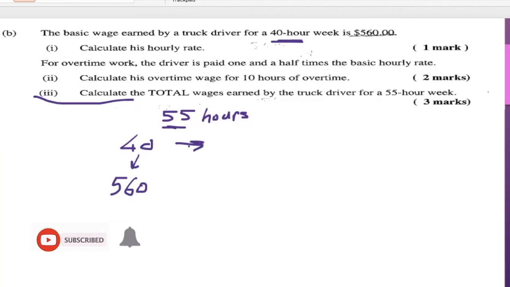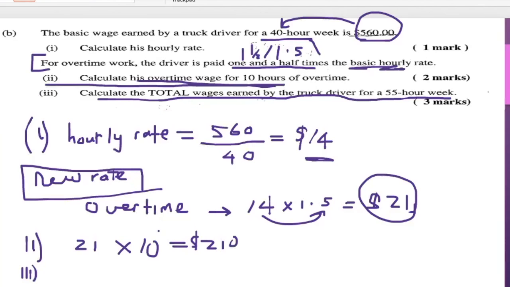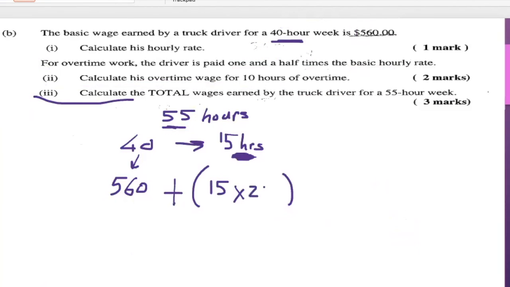How much is remaining? You find the difference, 55 minus 40, and that gives me 15 hours. So 15 hours remaining, and this is the amount that you are working overtime for that week. So to find the additional money on your basic wage, you are going to say 15 hours times the overtime rate. Remember, the overtime rate is $21 per hour. So we are going to times this by 21.